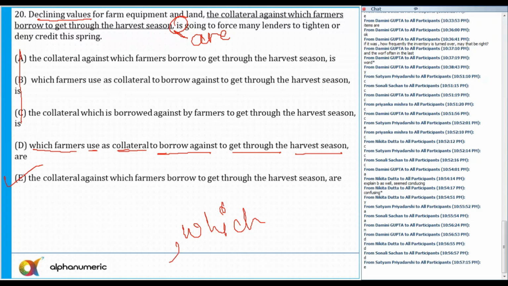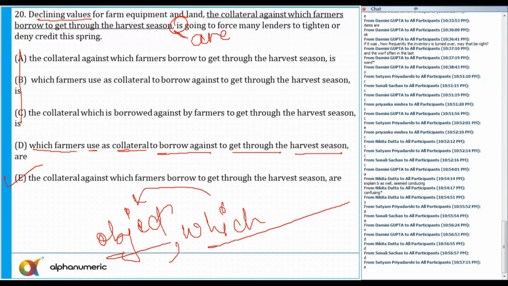I've told you that when we use the word "which," there has to be a comma before "which," and whatever object is over here, immediately before the comma, this "which" will explain about this object. Which means that over here it is land.